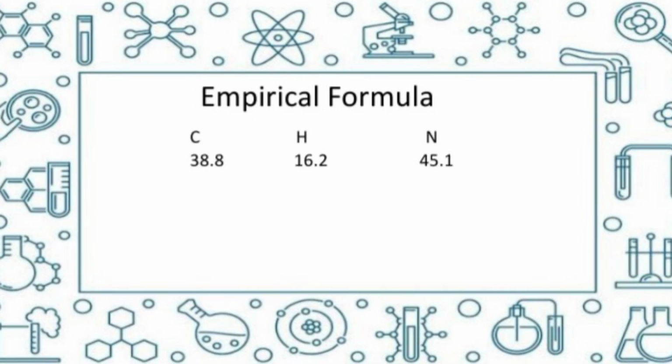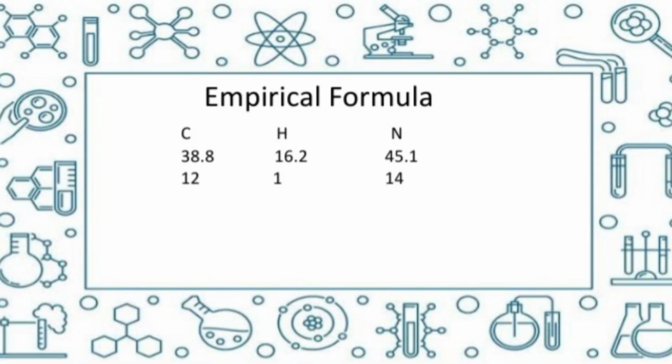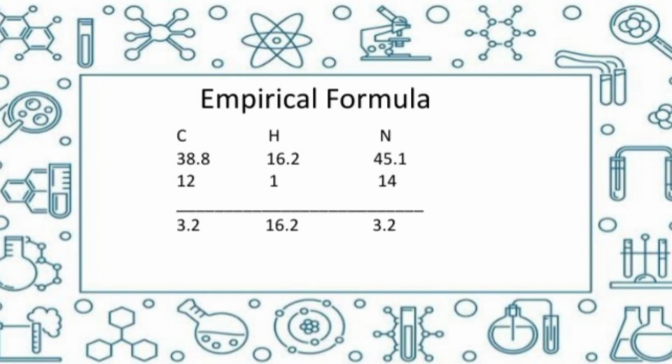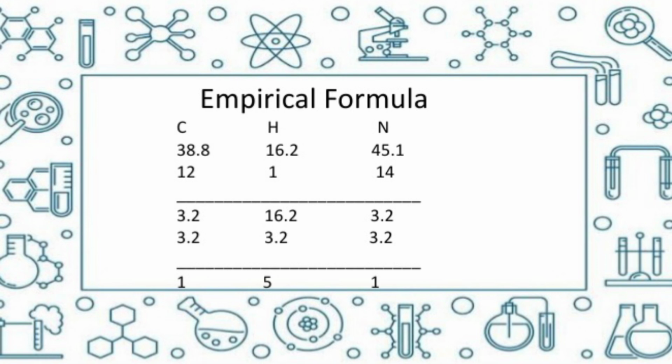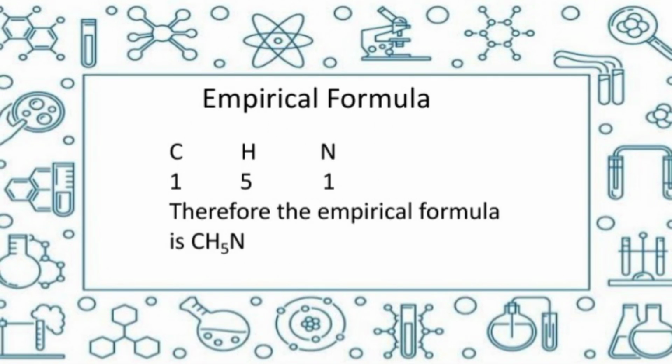Secondly, write out their percent composition. Thirdly, use the element molar mass to divide through. When you do this, each of the elements will have a new value. Use the smallest value to divide through again. If you do this, what you will get is 1, 5 and 1. Therefore the empirical formula is methylamine.